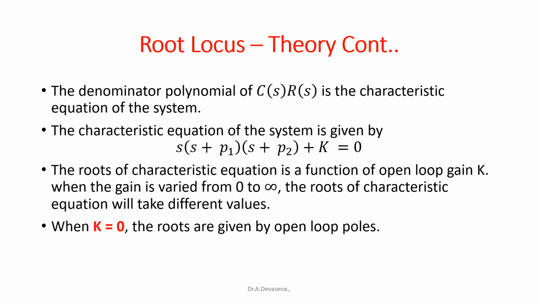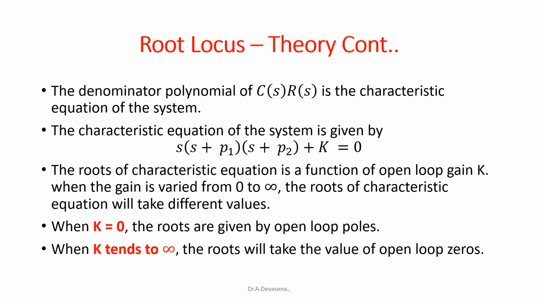When K is equal to 0, the roots are given by the open loop poles. When K tends to infinity, the roots will take the value of open loop zeros.